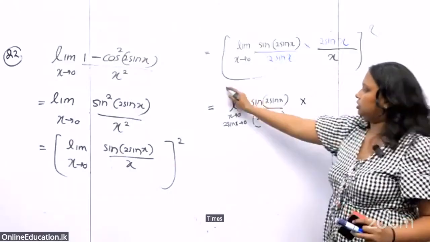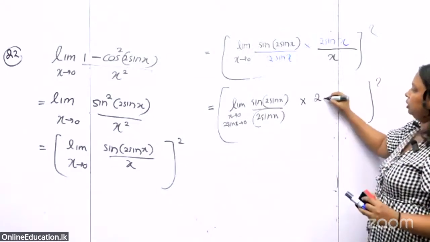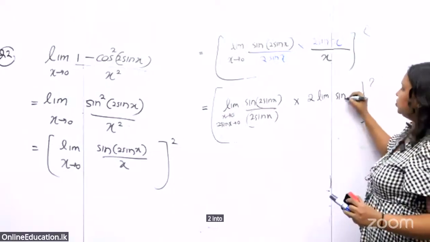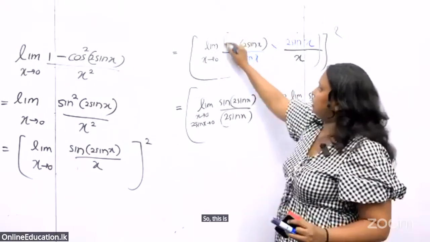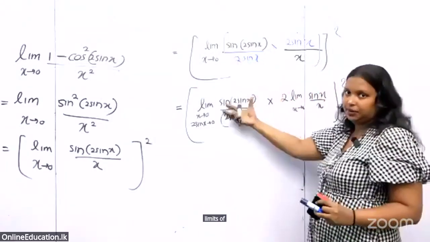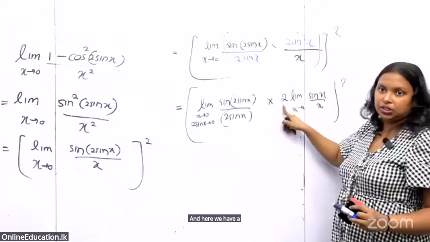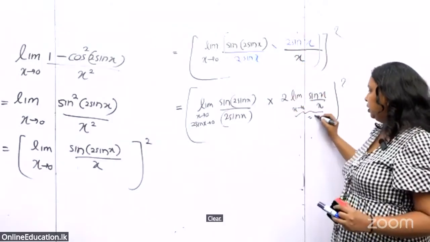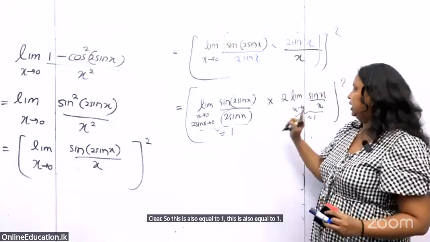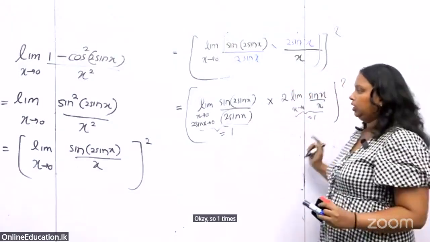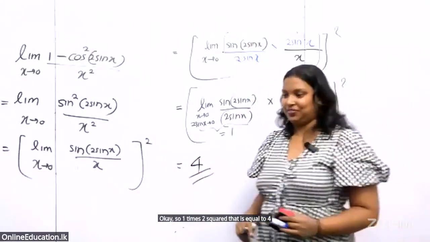Times 2 into limits of sin x over x when x tends to 0. So this is the limit of this whole product. I separate the product, and here we have a constant, I took it out. Clear? So this is equal to 1. This is also equal to 1. Okay, so 1 times 2 squared, that is equal to 4. Right, so that is the way to do that question.